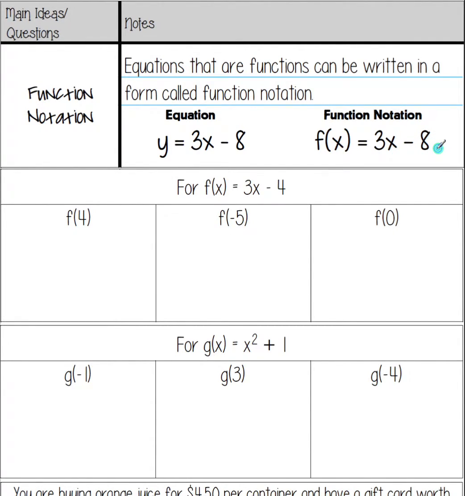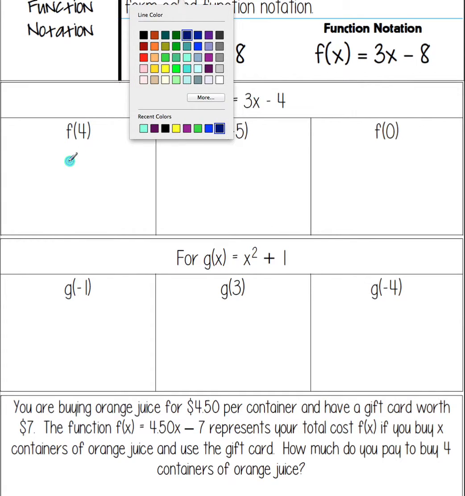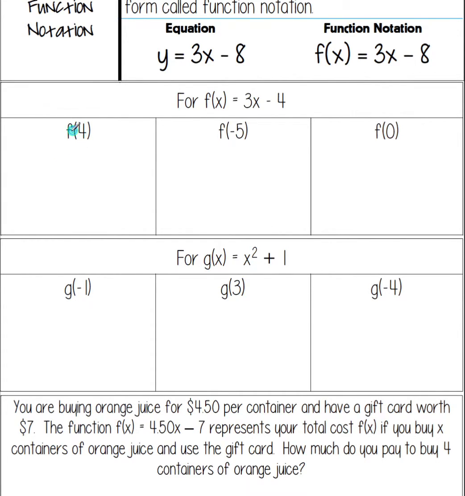So we're going to work with function notation in terms of some values. If we have f of x equals 3x minus 4, we want to find f of 4. Our first step is going to be to plug in our value of 4 for x.